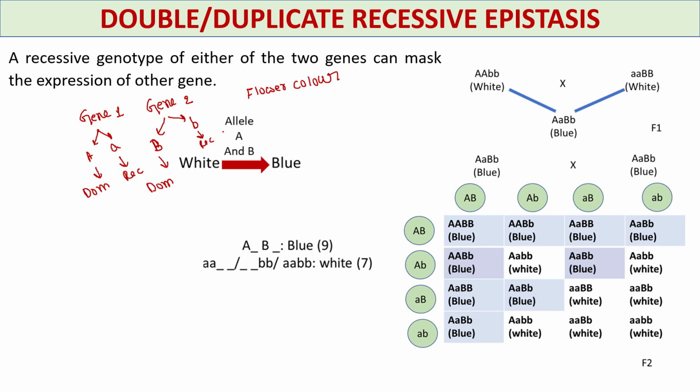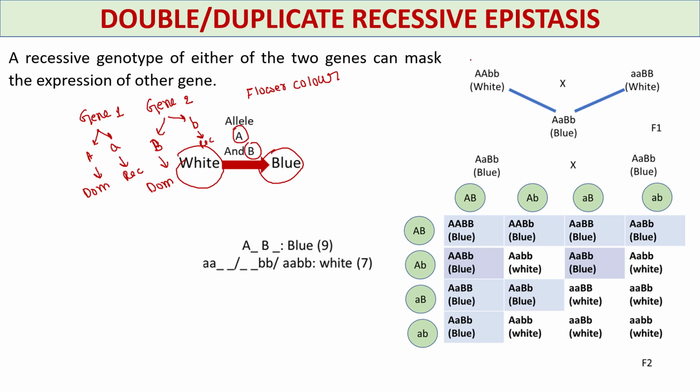For example, we have a flower. Now, if both capital A and capital B alleles are present, the flower will be blue. Both capital A and capital B are present here. But if one gene does not possess any dominant allele, the flower color will be white, irrespective of the allele types of the other gene. So, gene 1 and gene 2 are co-dependent on each other.